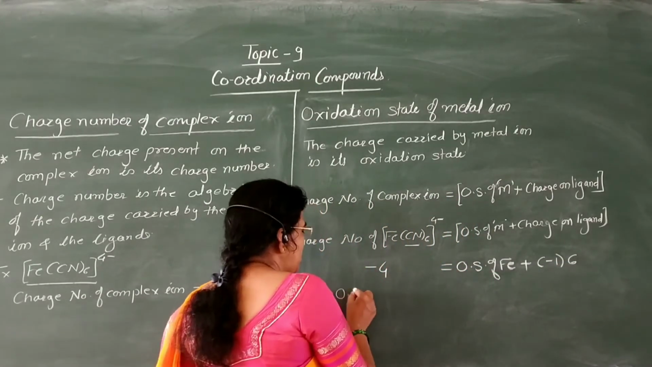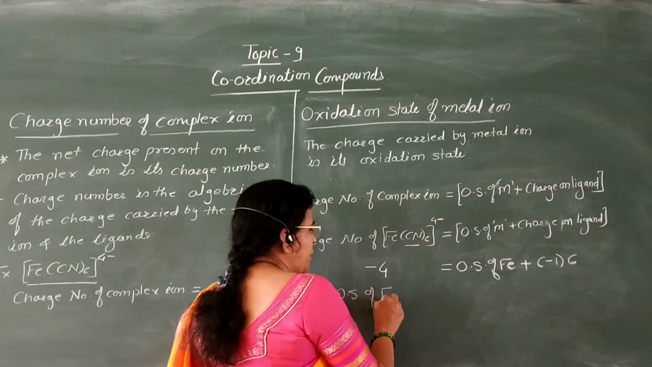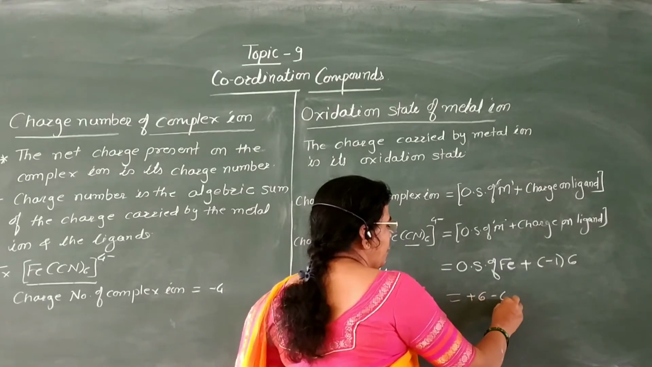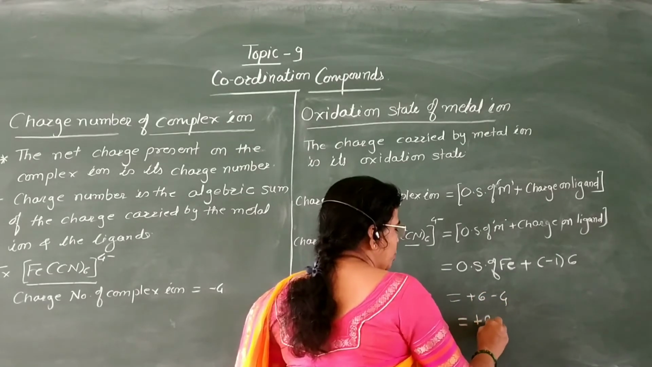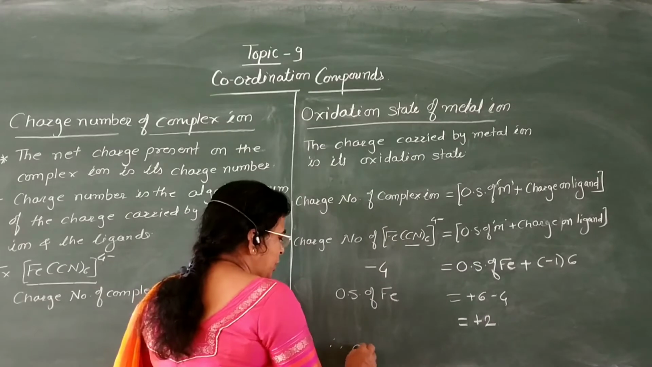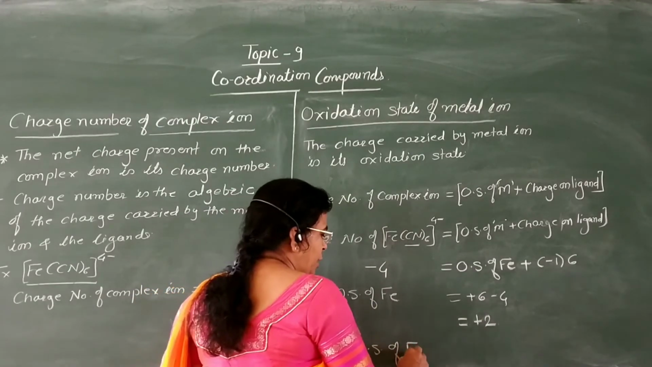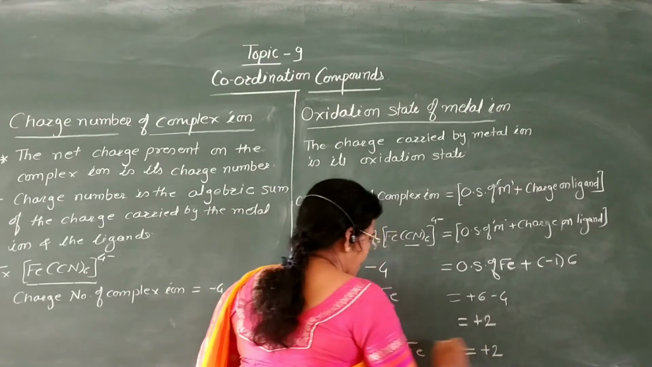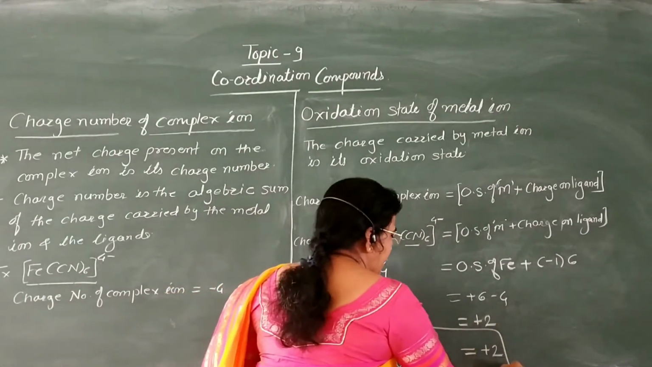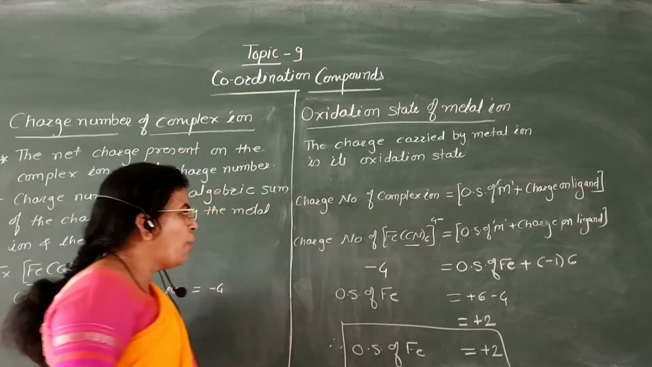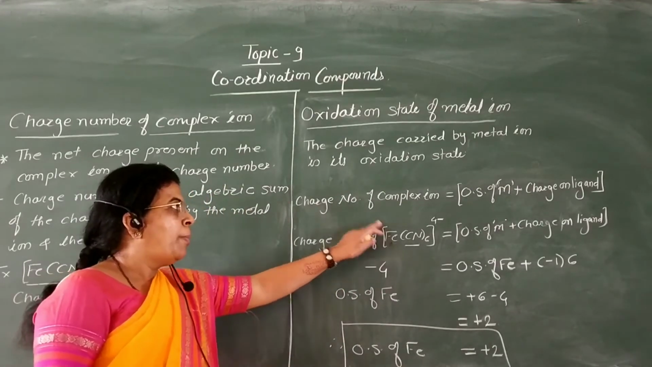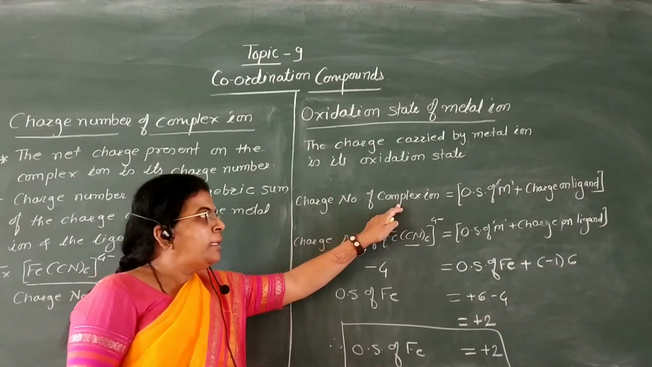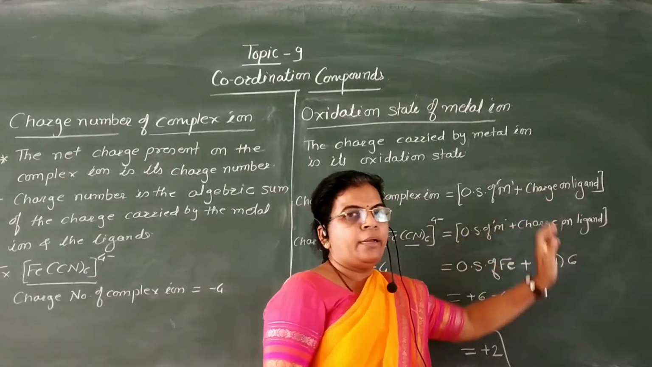Therefore the oxidation state of iron is equal to +6 -4, which is equal to +2. That is, therefore the oxidation state of Fe in Fe(CN)6 4- is +2. In this way, we can calculate the oxidation state of the central metal ion by using the charge number of the complex ion and the charge on the ligand.